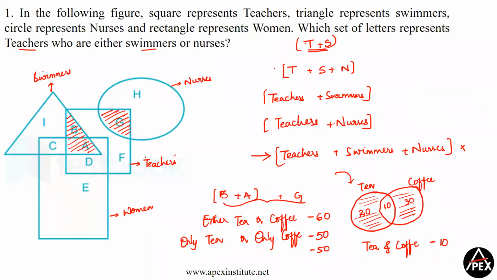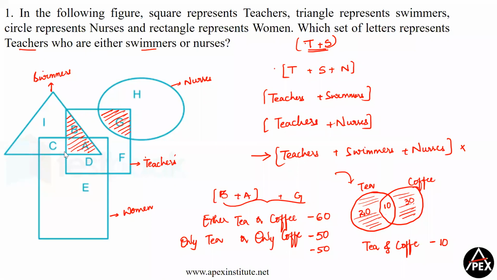So A includes women too. Okay, so let it include women. Which set of letters represents teachers who are either swimmers or nurses? Okay, is it mentioned that they should not be women or what? No, it's not mentioned. So either they can be men or women. But we are considering both also. Yeah, but here there is no introduction.